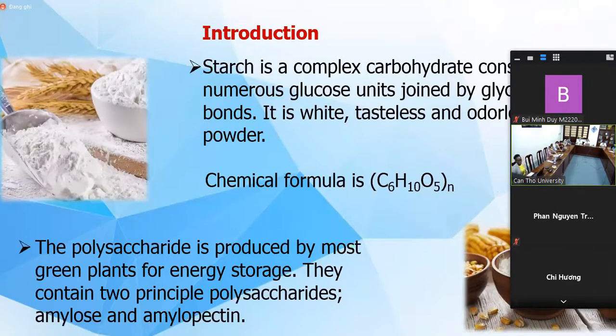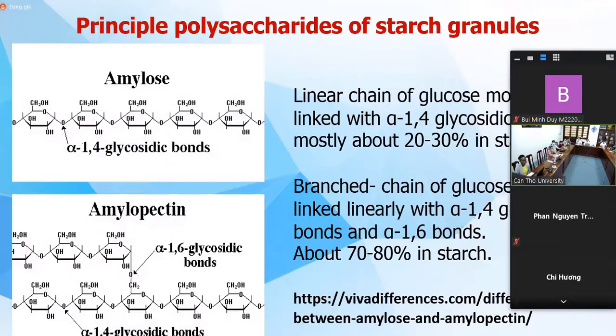So I'm going to start to explain now about my topic. I'm going to introduce you to starch. As we all know, starch is a complex carbohydrate consisting of numerous glucose units joined together by glycosidic bonds. It is a white, tasteless, and odorless powder with a chemical formula, as you can see. It's a polysaccharide that is produced by most green plants for energy storage. It contains two principal polysaccharides, amylose and amylopectin.